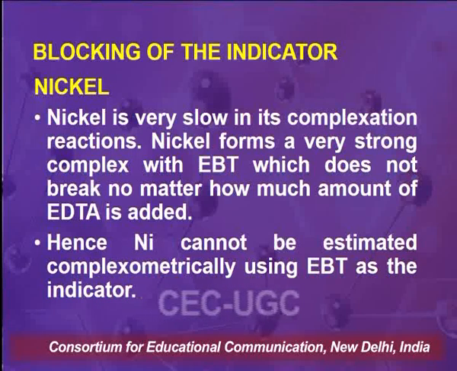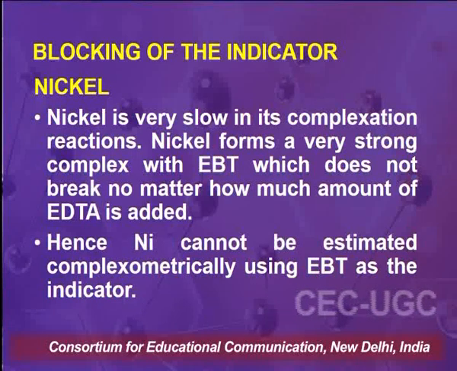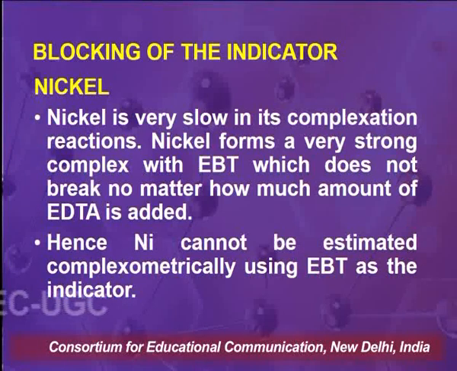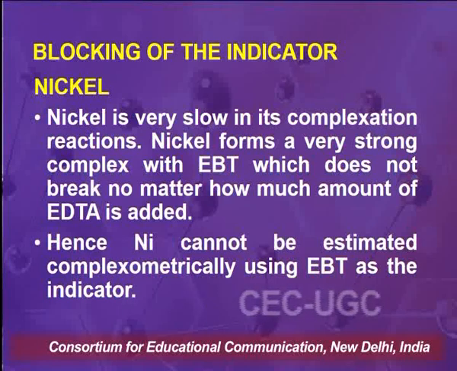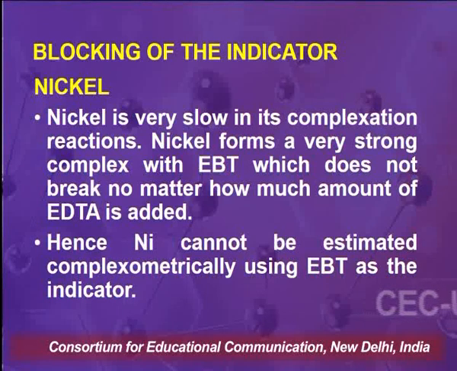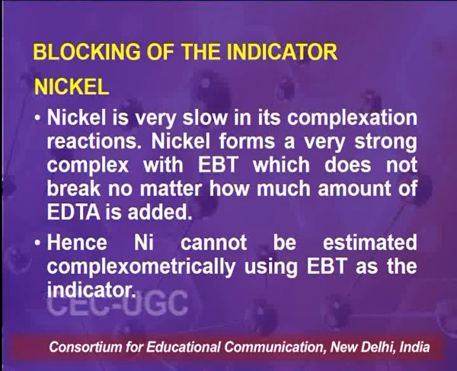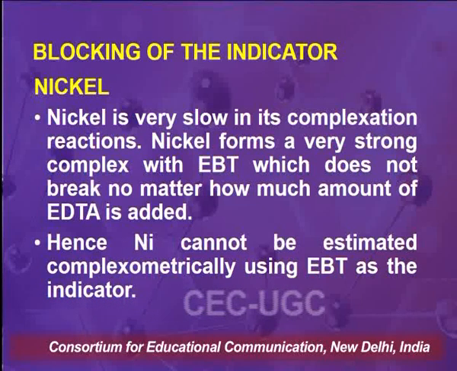Nickel is very slow in its complexation reactions. Nickel forms a very strong complex with EBT which does not break no matter how much EDTA is added. Hence, nickel cannot be estimated complexometrically using EBT as the indicator.